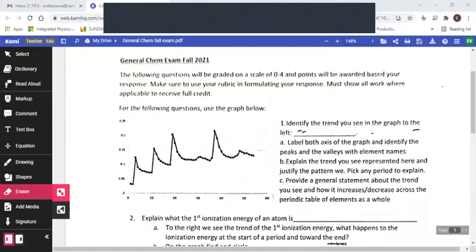Solutions, General Chemistry Exam, Fall 2021. Okay, so we're going to go ahead and go through the test. Identify the trend for question number 1 that you see on the graph to the left.